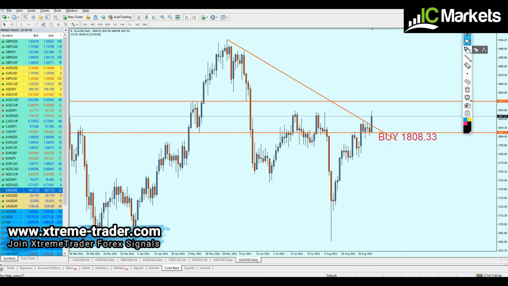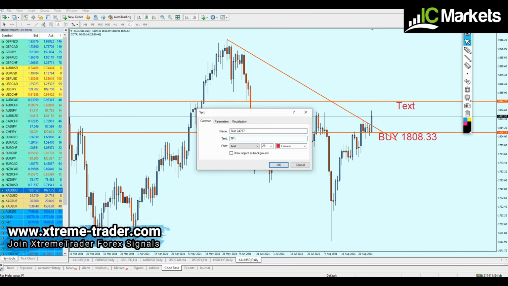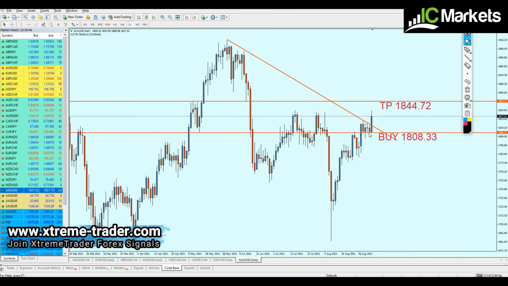And of course, if that happens, we are aiming for the pair to reach at least the previous support level, which was also previously a strong key resistance level on 1844, which means we are aiming for approximately 364 pips profit from this trade. So therefore the take profit level is 1844.72.